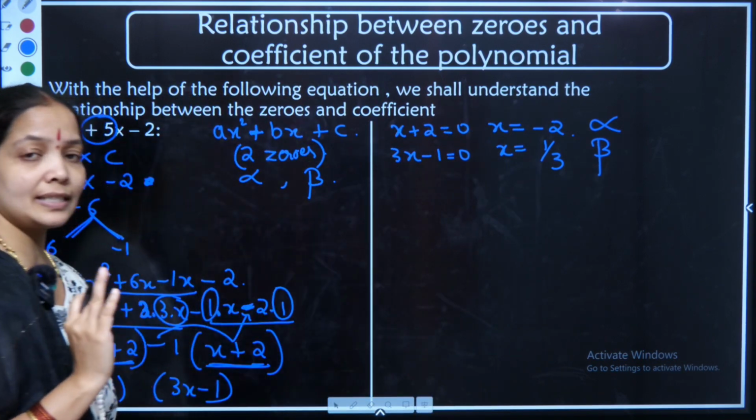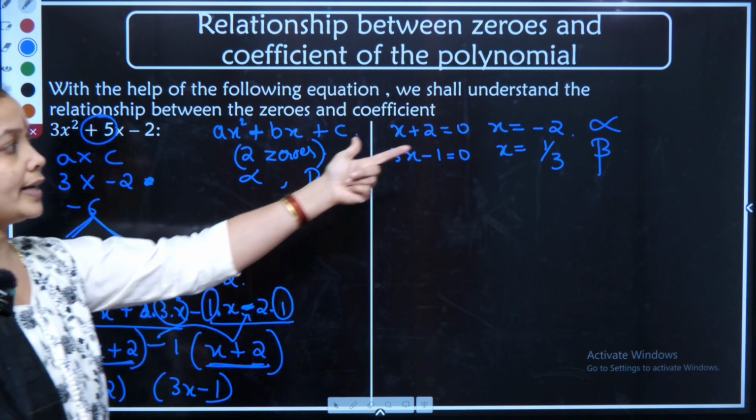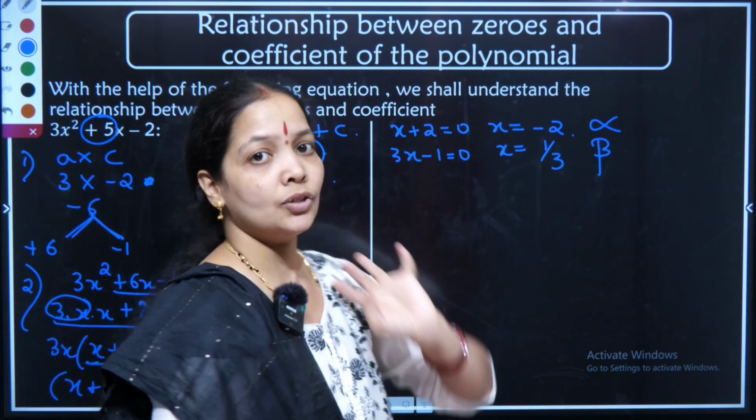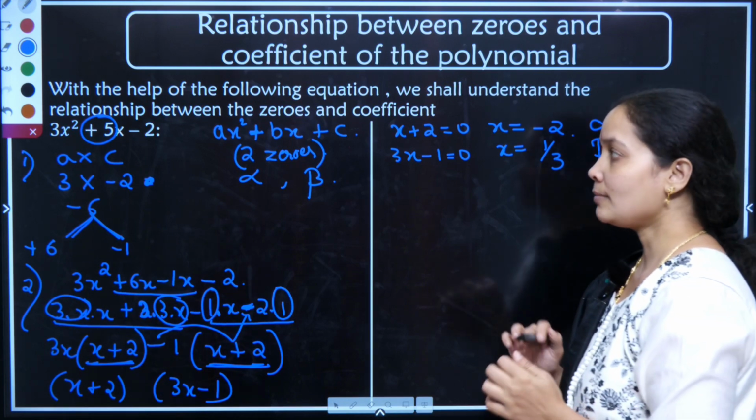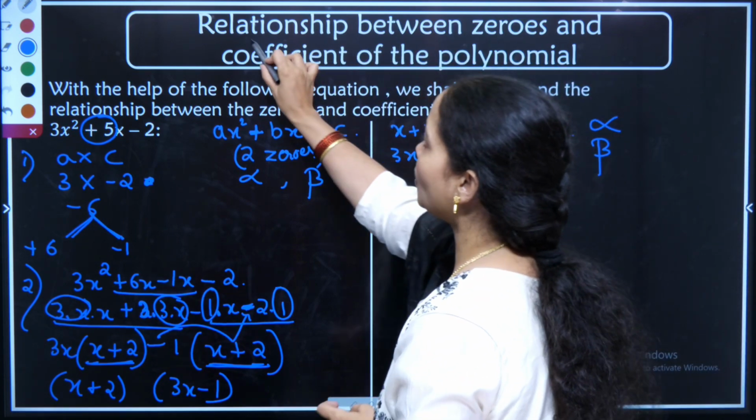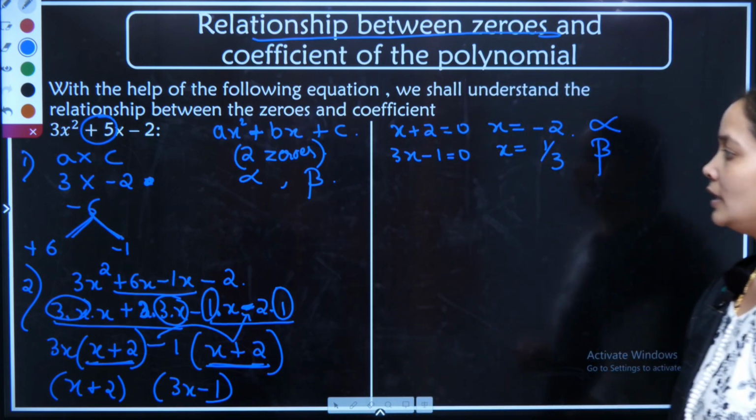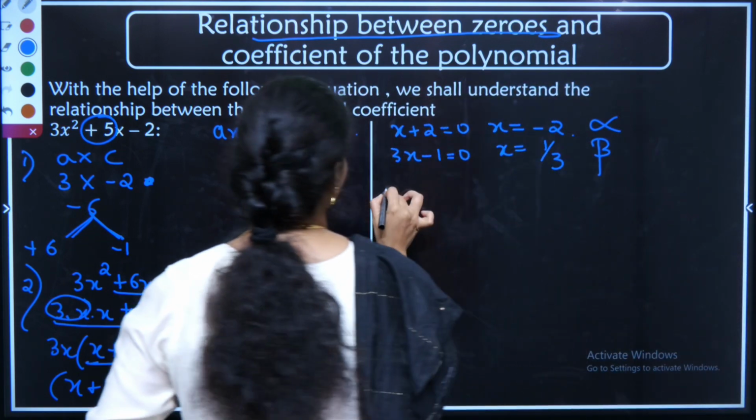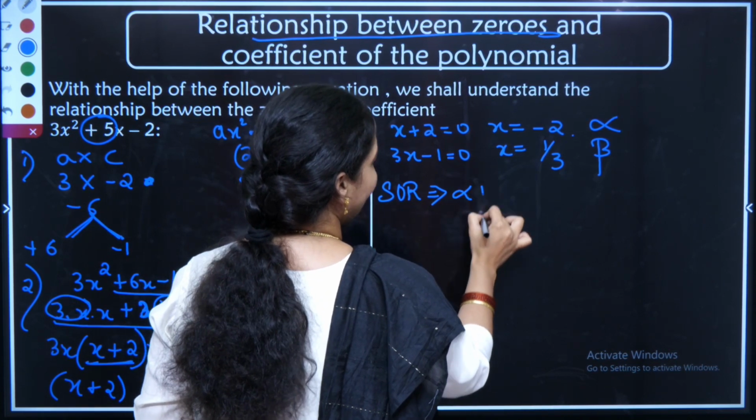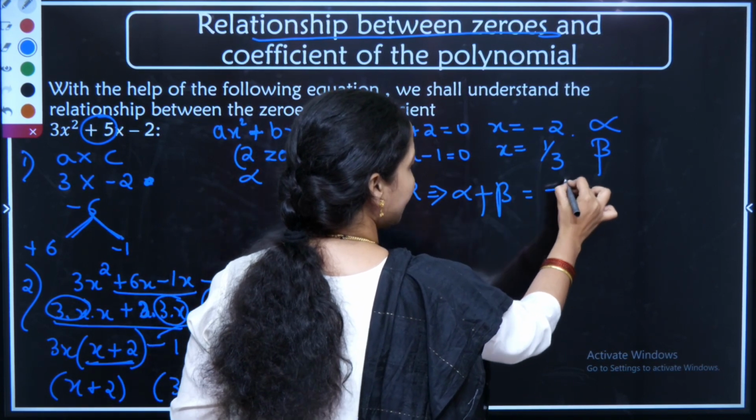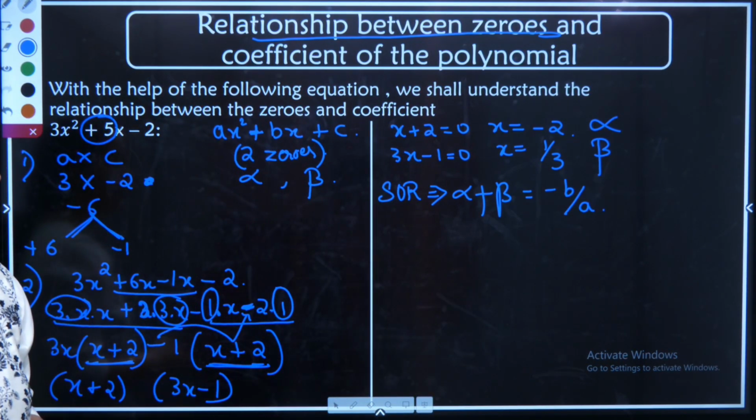Now what was our first step? First step, any equation given, I have to split the middle term and directly find what is alpha, beta using the taught technique. After I find alpha and beta, the slide is telling me a relationship between the zeros. What is the connection between alpha and beta? The first connection is called sum of roots. Sum of roots is represented by alpha plus beta, which is always equal to negative b by a.